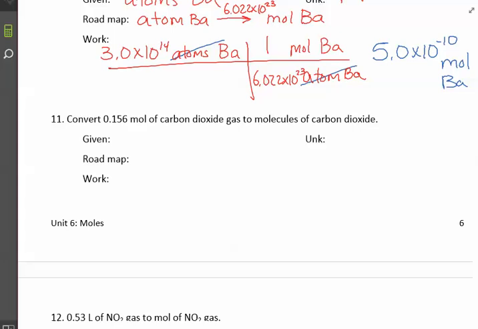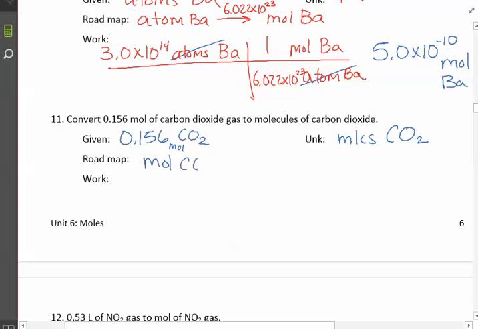So in the next example, we're going to go from moles of carbon dioxide gas to molecules of carbon dioxide gas. I usually use MLCS because in my mind it makes more sense as molecules. We're going to do the same sort of mole map. We're going to go from moles of CO2 to molecules of CO2. And according to our mole map, we're going to use Avogadro's number again. So 6.022 times 10 to the 23rd.